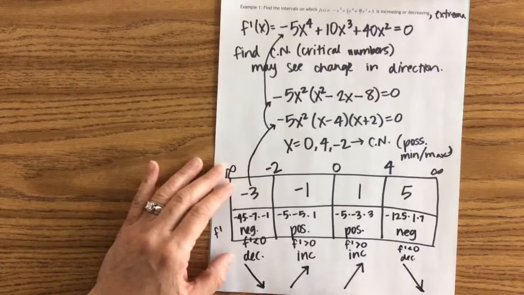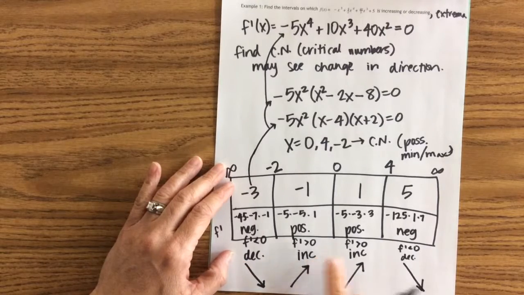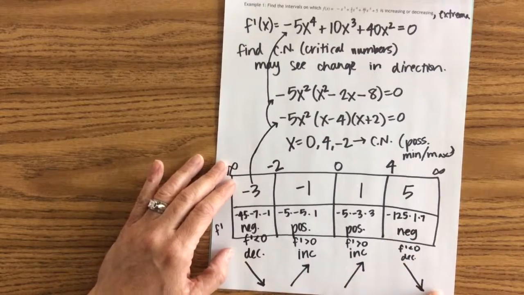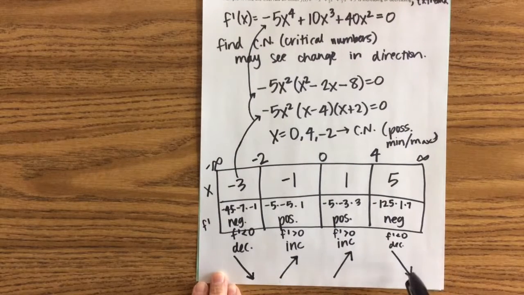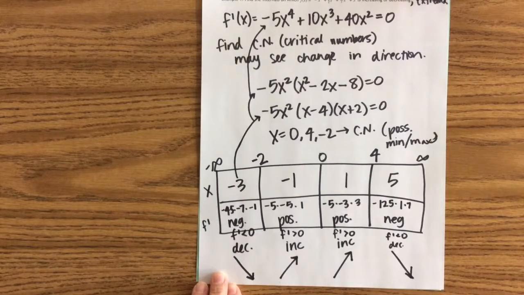So what I have here is a function that is decreasing, and then increasing, and then increasing, and then decreasing. I'm going to pause the video, and I will start the summary of this answer to this question on the next video.